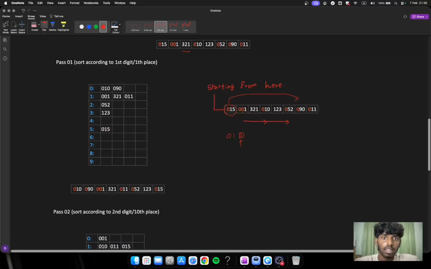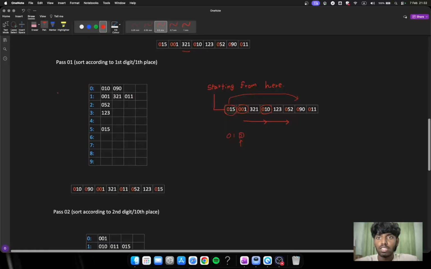Likewise for the 1, the 1 is at the ones place, therefore we are going to add the 1 to the 1st bucket. You can see right here, and likewise the 321 goes to the 1st bucket because the 1 is at the ones place. For the 10, the 0 is the least significant digit, so we add the 10 to the 0 bucket, and then the 3 goes to the 3rd bucket, and then the 52 goes to the 2nd bucket, and then the 90 goes right here, and the 011 goes right here.